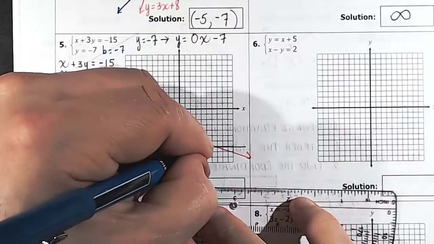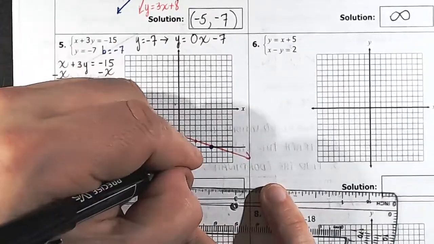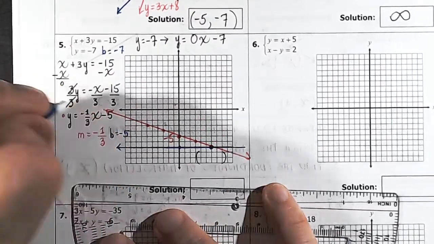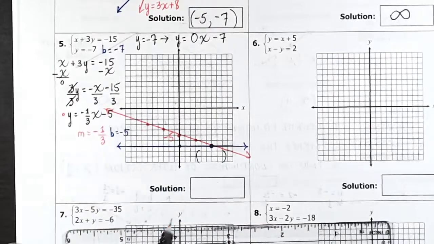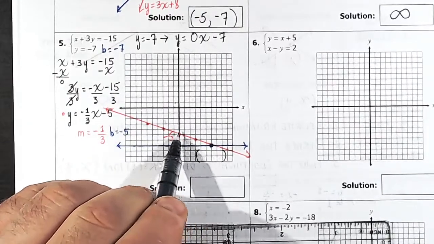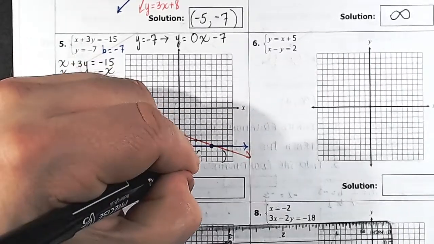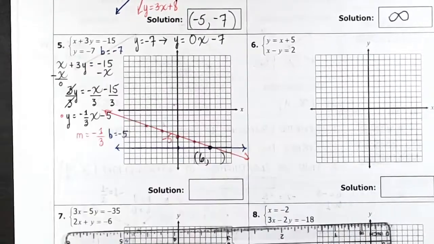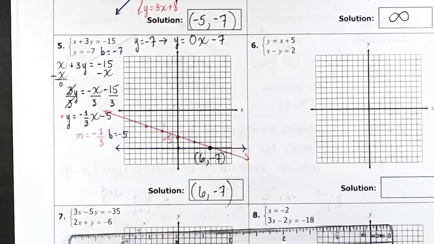Okay, and this point right here is where the two lines intersect. So what are the coordinates of intersection right here? Make sure I put end caps on my lines. Well, on the x-axis, you start at the y-axis, go over 1, 2, 3, 4, 5, 6. So I'm over 6 on the x-axis, and then on the y-axis, I already know I'm at negative 7. So it's 6, negative 7. Right?